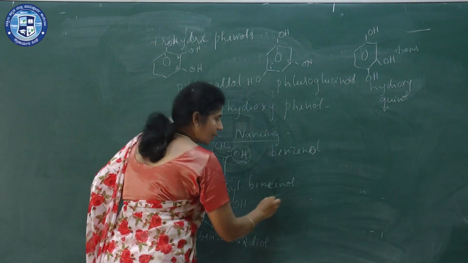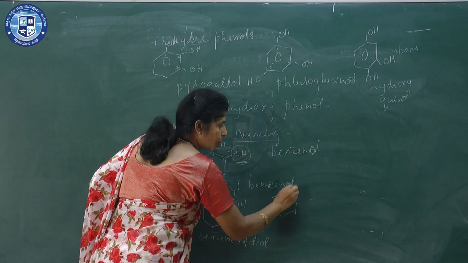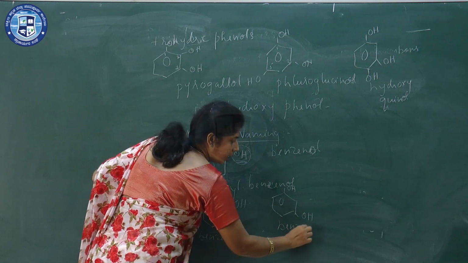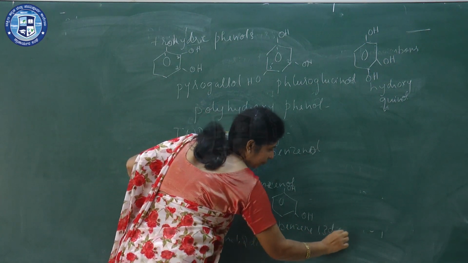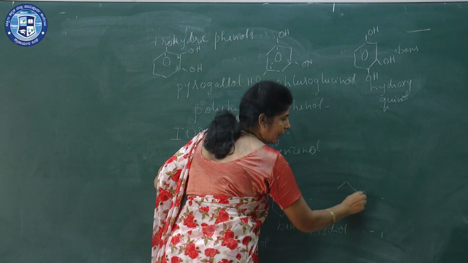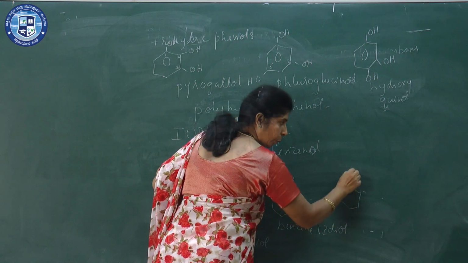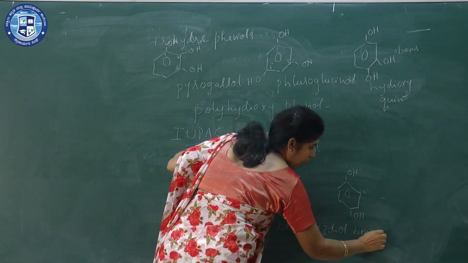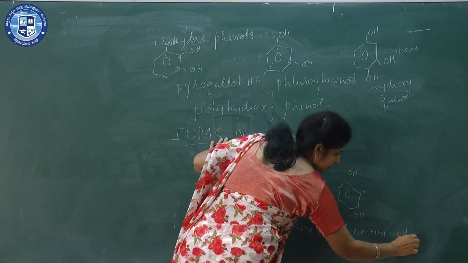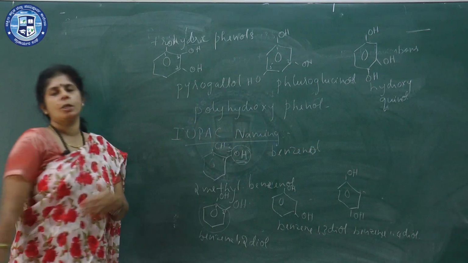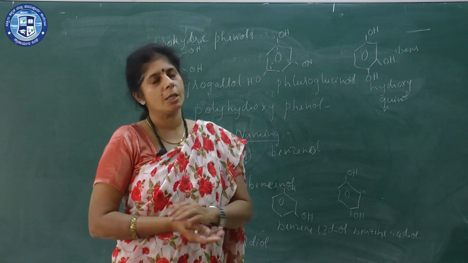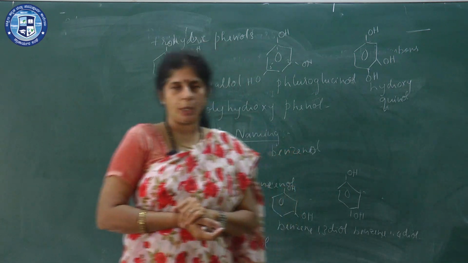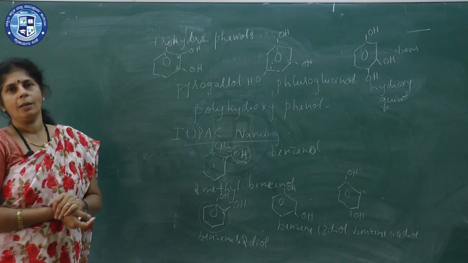If you take resorcinol, the OH groups are present in 1,3 position, so the name becomes benzene-1,3-diol. The last dihydric phenol is quinol, 1,4 position, which becomes benzene-1,4-diol. So the IUPAC nomenclature is also simple. Here also we are giving importance to the OH as the 'ol', like in alcohols.